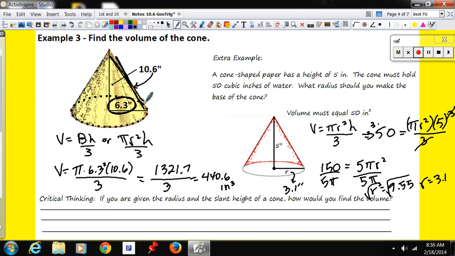Okay, so yeah, you would want to write down in here that you'd need to use the Pythagorean theorem to find the height. So Pythagorean theorem would give you the height. Then you could plug it into your volume formula and get your volume of the cone. So that's what you're going to write in the critical thinking. Use the Pythagorean theorem to find the h. Then plug in your radius and your height into the formula and solve for volume.